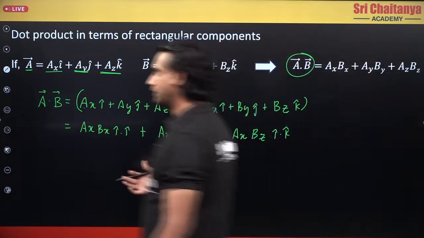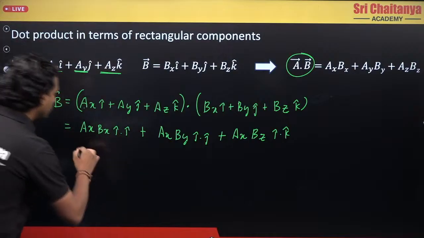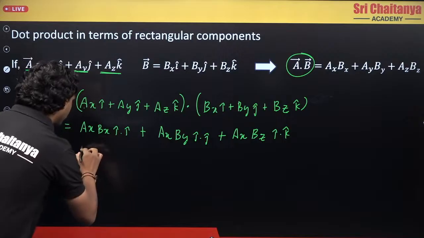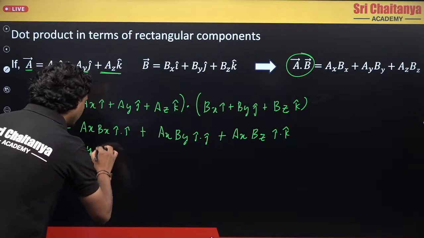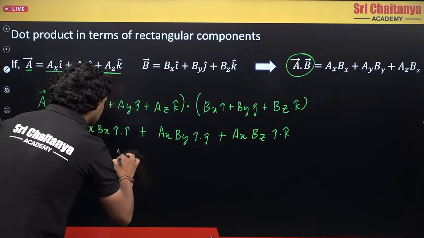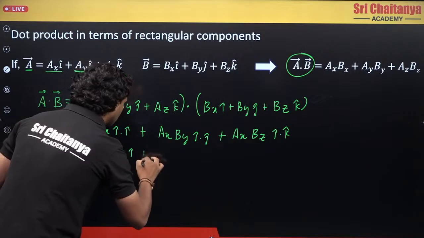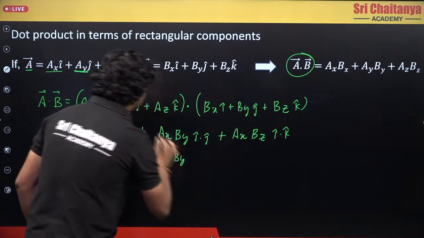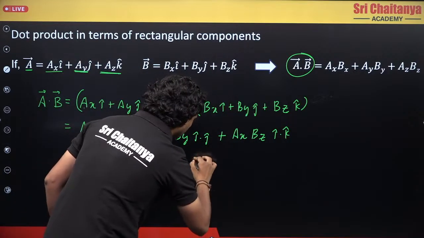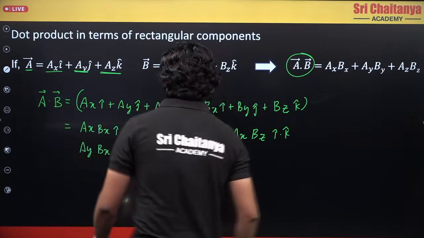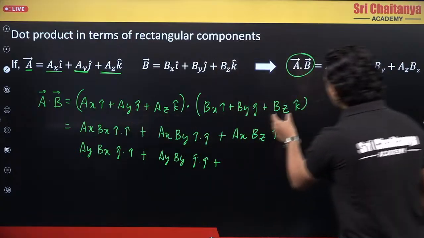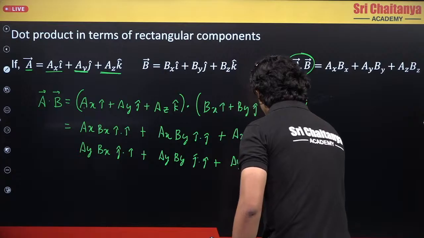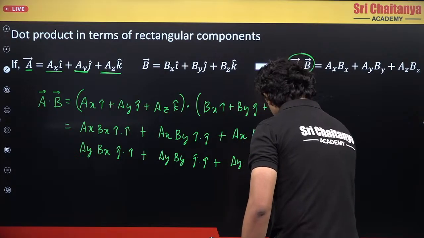So let's keep on multiplying. Now my second thing is I multiply this Ay with this Bx. So what do I get? I get Ay into Bx, which will give me j dot i, plus then I will have Ay into By, which will be j dot j, plus then what do I have? Ay into Bz, which will be j dot k.